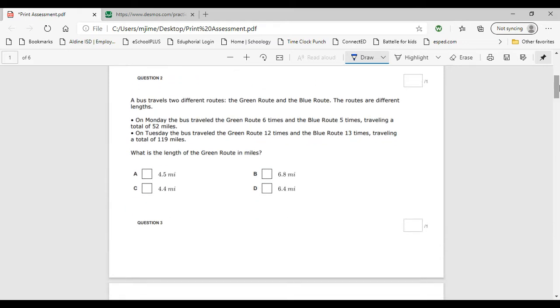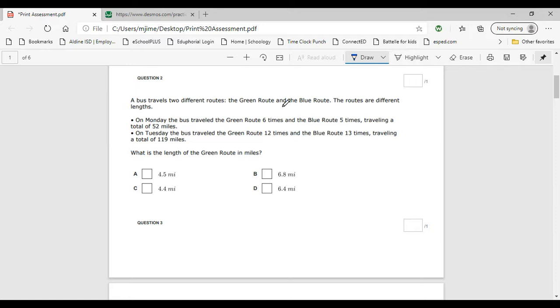All right, here's this one. This one you're going to have to solve, and how do I know that? Because it's asking for a length of a certain thing. All right. A bus travels 2 different routes, the green route and the blue route. The routes are different lengths. On Monday, the bus traveled the green route 6 times, and the blue route 5 times, traveling a total of 52 miles. On Tuesday, the bus traveled the green route 12 times and the blue route 13 times, traveling a total of 119. What is the length of the green route?